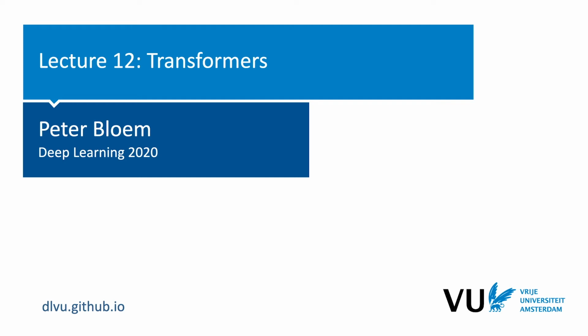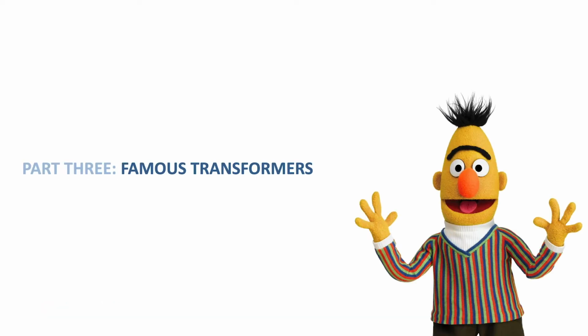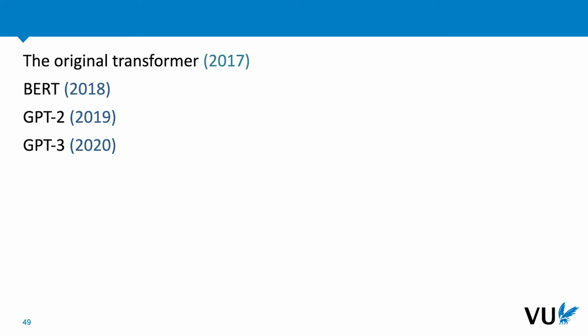In this video, we'll look at some famous transformers. The basic structure of all these models is not new, and we'll focus primarily on the details of their architectures and the details of the way they were trained and what they were trained for. We'll start with the original transformer, the model that coined the name transformer. Then we'll look at BERT, and then we'll look at the GPT family of models, in particular GPT-2 and GPT-3.